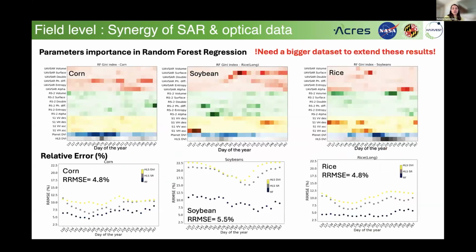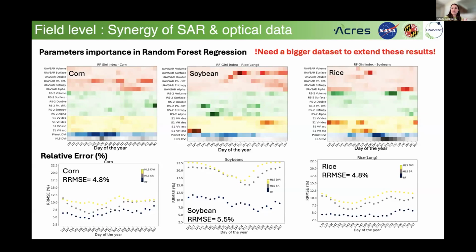Just to evaluate all these parameters, I applied a random forest regression model for the different crops over a bunch of optical and radar parameters that I found useful. And by using different types of parameters, we were able to improve the yield forecasting, the yield estimation, a lot, by reducing the relative error when combining the SAR data and the optical dataset.